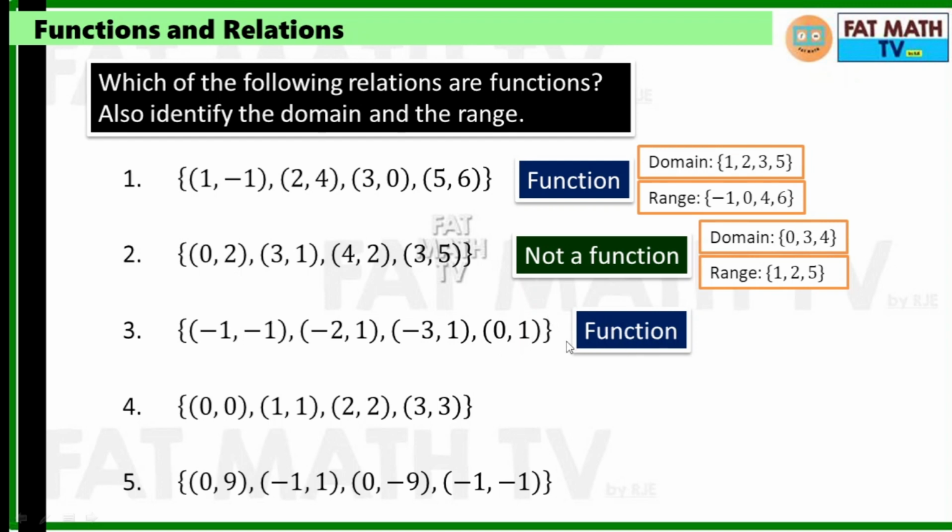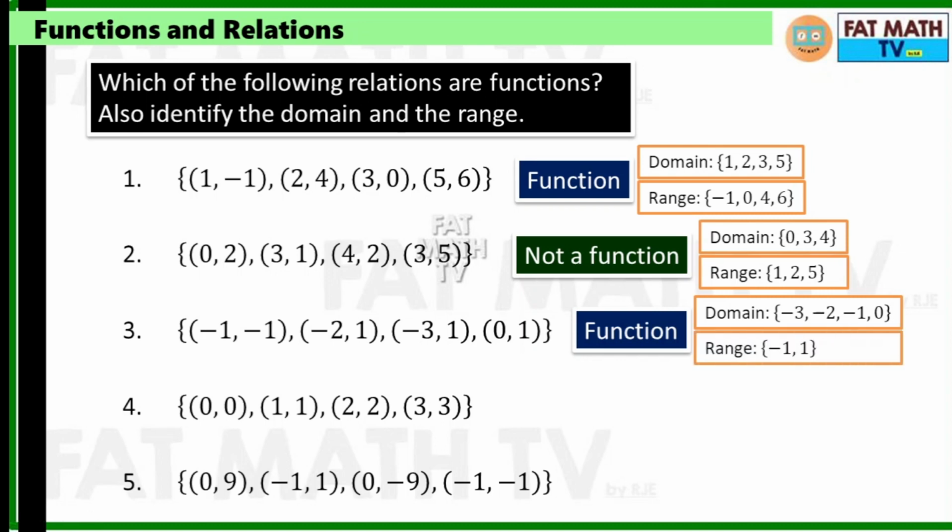But we are not checking on that. We are only checking the x values. Check the x if it has only one pair in the y, or check each element of the domain if it is paired to only one element in the range. So the domain is the set containing negative 3, negative 2, negative 1, 0. This is the set of all the x values. And for the range, the set of all the y values, we have negative 1 and positive 1.